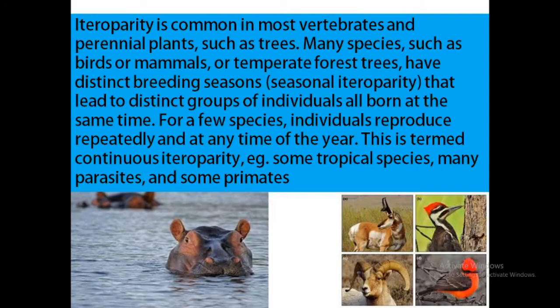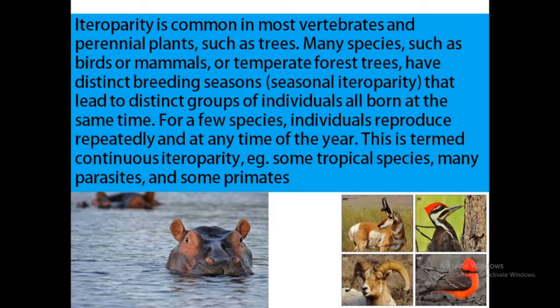Iteroparity, on the other hand, is exhibited by most vertebrates, trees, perennial plants, birds, mammals, temperate forest trees, etc. These have specific breeding seasons. Such a situation is called seasonal iteroparity.